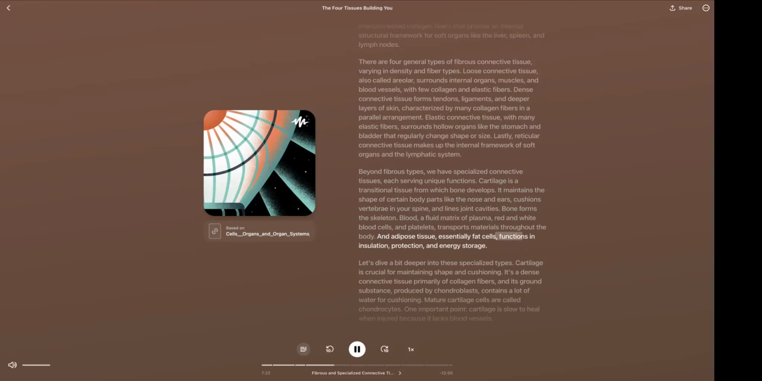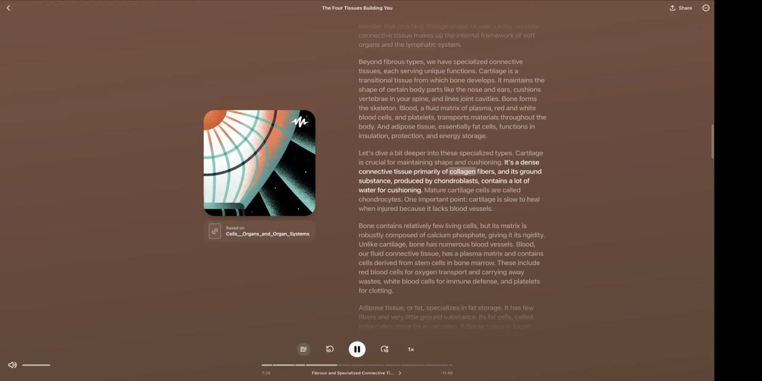Cartilage is crucial for maintaining shape and cushioning. It's a dense connective tissue primarily of collagen fibers, and its ground substance, produced by chondroblasts, contains a lot of water for cushioning. Mature cartilage cells are called chondrocytes. One important point: cartilage is slow to heal when injured because it lacks blood vessels. Bone contains relatively few living cells, but its matrix is robustly composed of calcium phosphate, giving it its rigidity. Unlike cartilage, bone has numerous blood vessels.